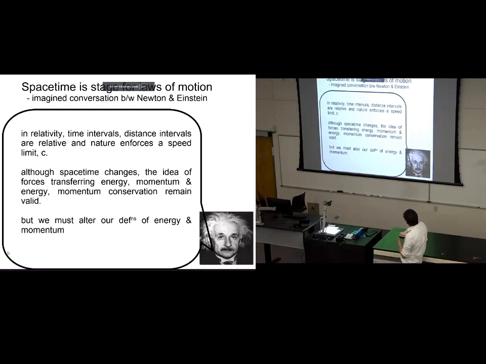Well, here's Einstein's reply. He makes a few points, and I think they're good points. The first point is that we're going to have to do something, because in relativity, these time intervals between events depend on your frame of reference. That's time dilation. These distance intervals between New York and Paris depend on your frame of reference. That's length contraction. So we've got to do something to handle that relativity of space and time.